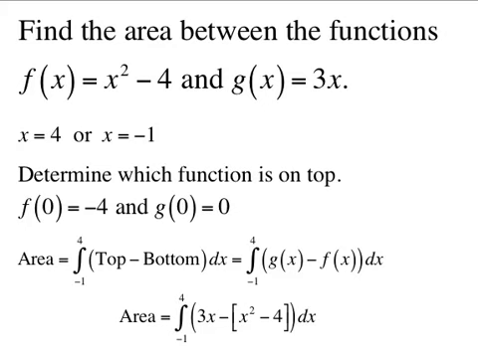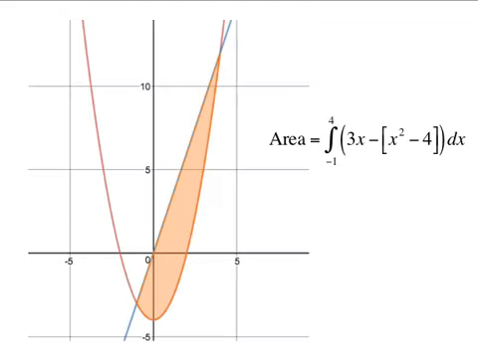And again, we can see all of that if we graph it. We can see the points of intersection. We can see which one is on the top, which one is on the bottom. So indeed, here is our graph. Clearly, 3x is on the top, x squared minus 4 is on the bottom. And you could use the graphing applications to find out where the points of intersection are.